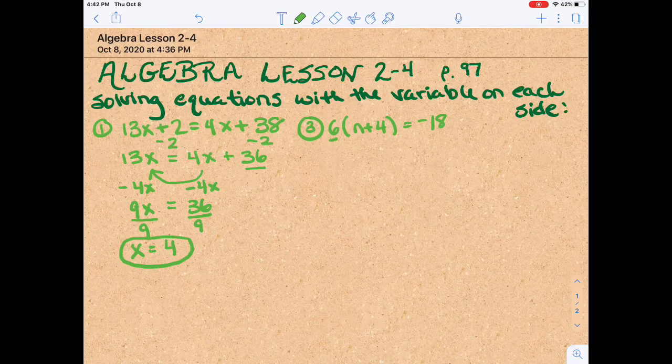Since we have 6 times n plus 4, if you think of n plus 4 as just one chunk, we really just have 2 things multiplied together, 6 times this little group n plus 4, and I'm going to divide the whole thing by 6. So if I do that, the 6's will cancel just like that. I have to do that on the other side, but the neat thing that happened on the left is now all I have is n plus 4, and the parentheses really don't matter once it's isolated. Negative 18 divided by 6 is negative 3. And then I'm going to finish out by subtracting 4 here to get n all by itself.